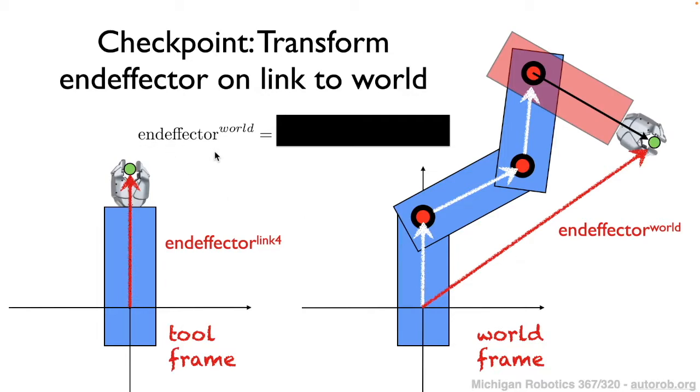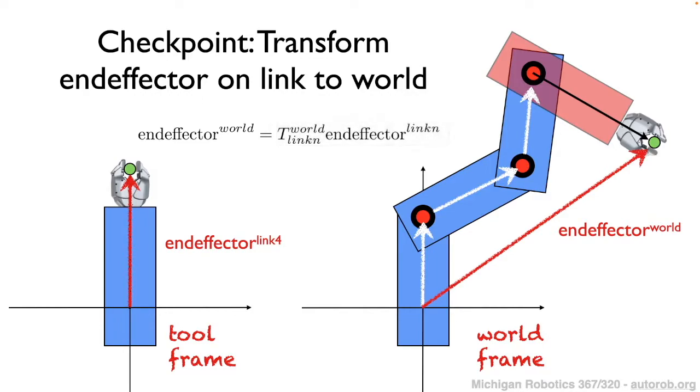So the checkpoint question here would be, if I want to calculate this end effector in the world coordinate frame, and I'm given, let's say, some local definition of the end effector in some link n frame. So here there's 4 links, so we could say the end effector position with respect to link 4. What would be the transformation to find this end effector in the world coordinate frame? So you can pause the video and see if you can recall this. This one's not a trick question.